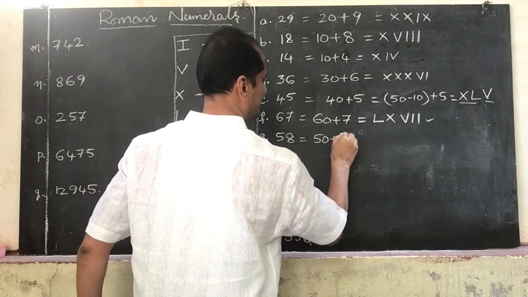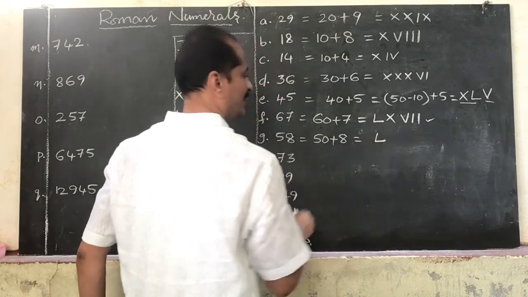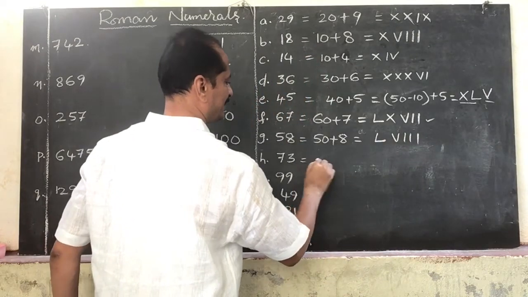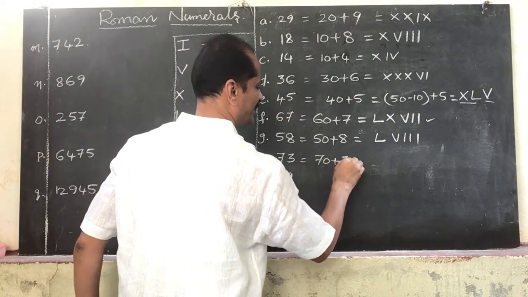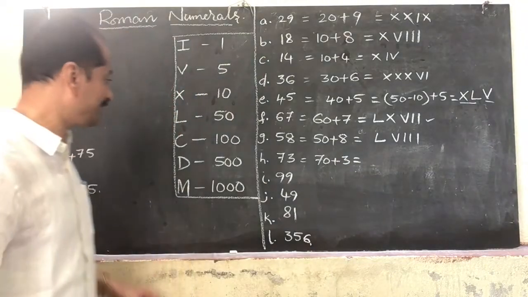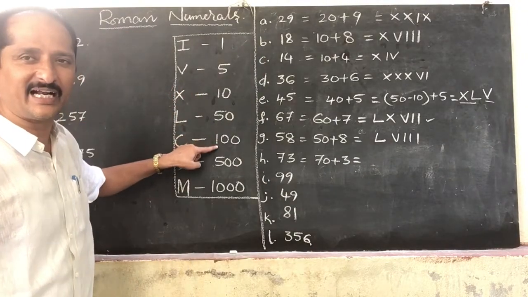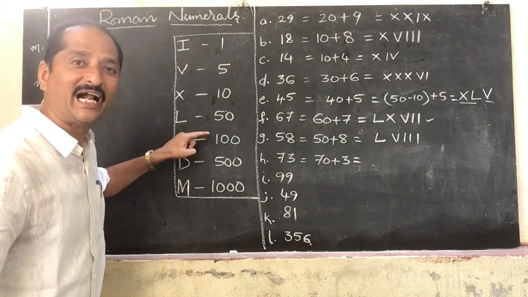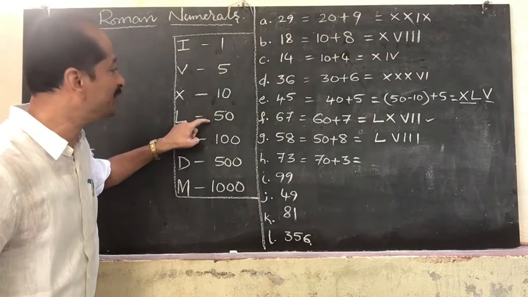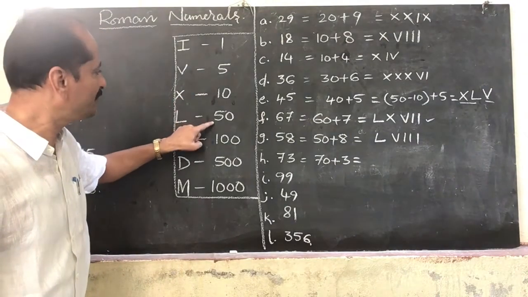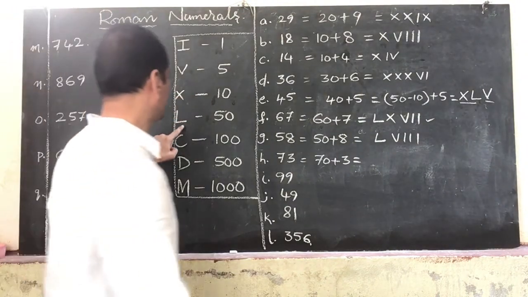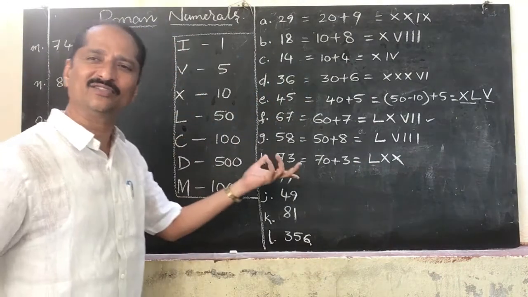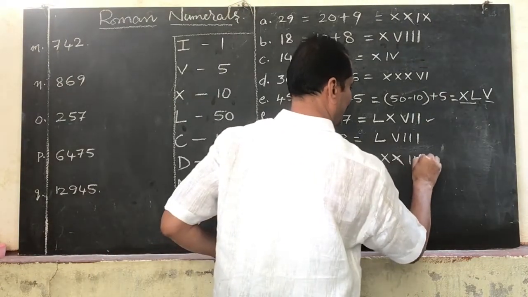Now 58. 50 plus 8. 50 is the symbol L, and 8 as you know, V, I, I, I. Now 73. 70 plus 3. Where is 70? 70 is in between 50 and 100. Should we subtract from 100 or add to 50? Okay, add 20 to 50. To add 20 to 50, we add 2 Xs. So L, X, X. So L is 50, 60, 70. After writing 70, write down 3. 3 is I I I. Very good.